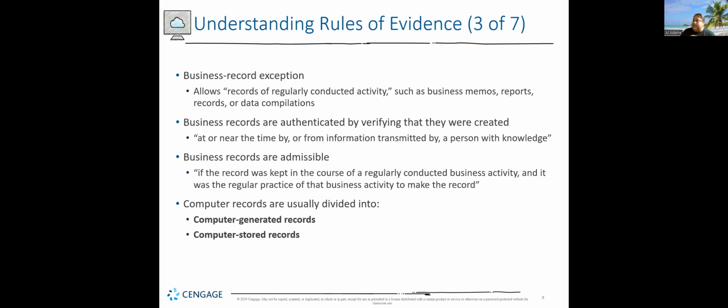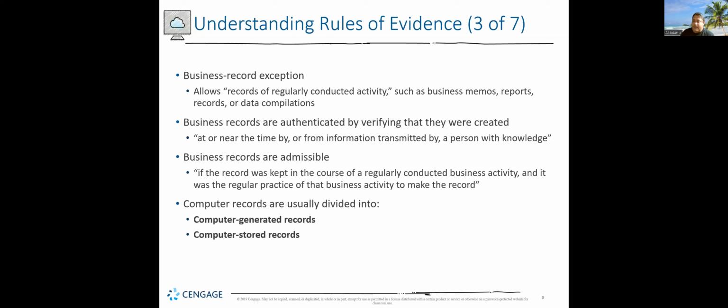The business record exception allows records of regularly conducted activities, such as business memos, reports, records, or data compilations. Sorry, it's making me scratch my head because they don't really give you a whole thing in this. Business records are authenticated by verifying that they were created at or near the time by, or from information transmitted by, a person with knowledge.